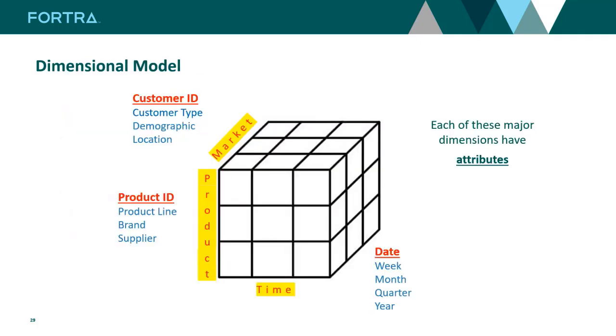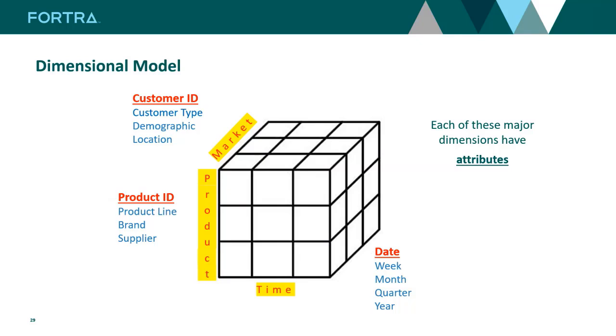We could represent this basic 3-dimensional model as a cube. Think of it as a 3D spreadsheet. Each of these major dimensions have attributes. Products may be grouped into product line or brand. The time dimension has attributes such as date and month and year. Customers have types and demographics and locations.